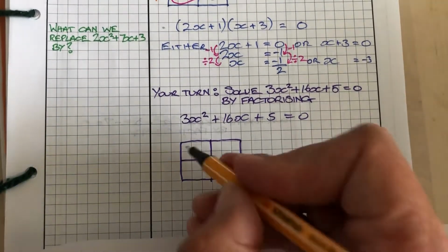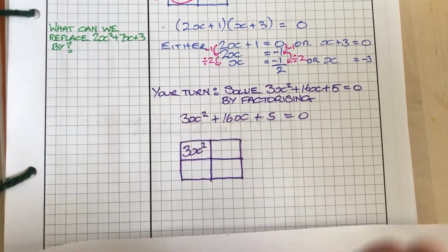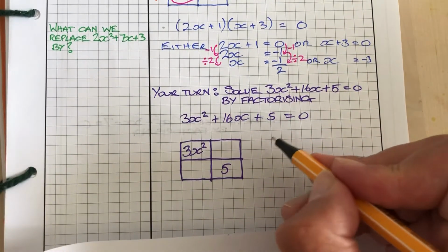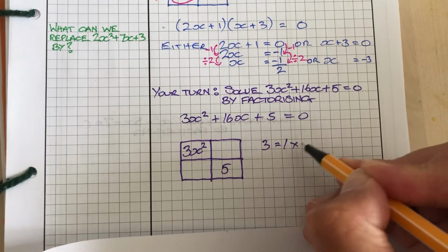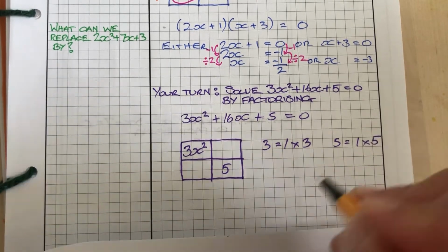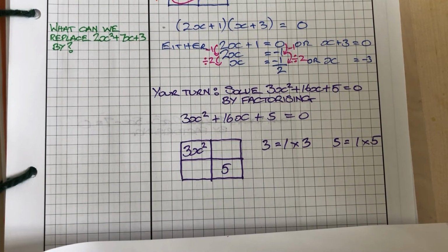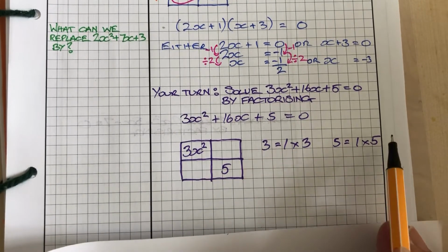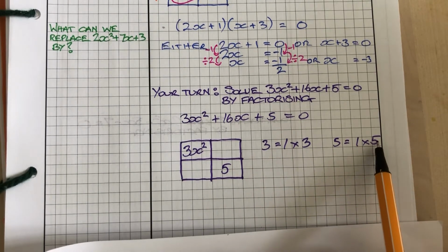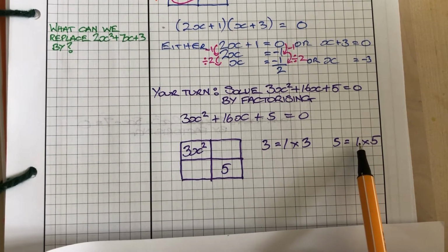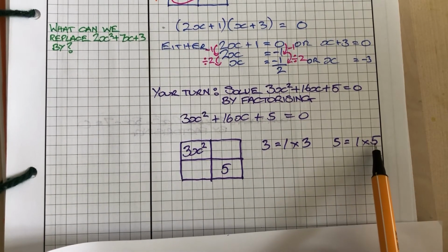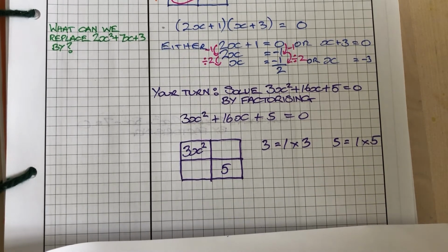So a multiplication grid, x squared term goes in straight away. The number term goes in straight away, and then I find out how do I make 3, how do I make 5, and then I'm looking for combinations of these numbers with these numbers that make 16. So I try 1 times 5 is 5, and 3 times 1 is 3, 5 add 3 is 8, and that doesn't work. Try 1 times 1 is 1, 3 times 5 is 15, 1 add 15 is 16. That's the one to go for.